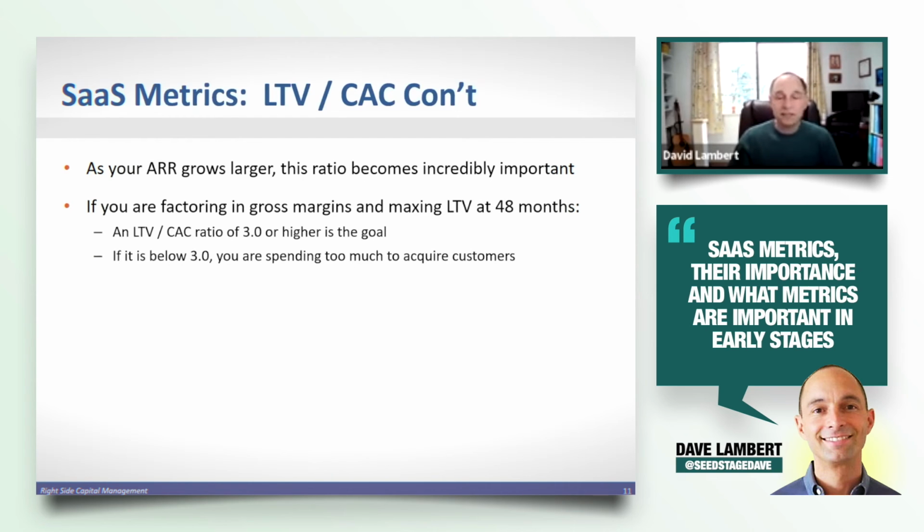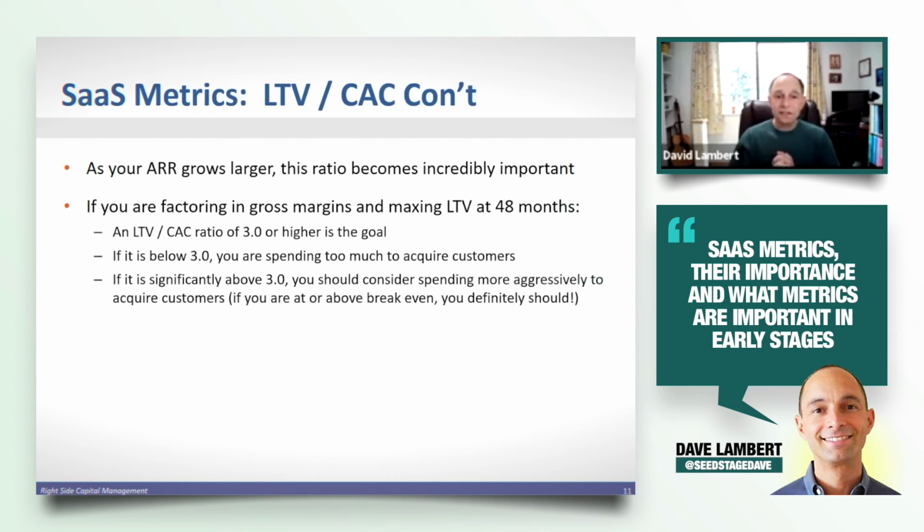What does it mean that you're spending too much? There's two sides of that equation. You could actually be just spending too many dollars on salaries or on marketing, and you can find ways to do that more efficiently. Or maybe you're focusing on a customer profile that has a much too long sales cycle, and there's a different segment that you could focus on that would lower your sales cycle. So those salaries are amortized over a shorter period. You're going to close more deals. That's also going to drive this ratio up. The flip side of this is if your ratio is significantly above 3.0, you should definitely consider spending more aggressively to acquire customers.